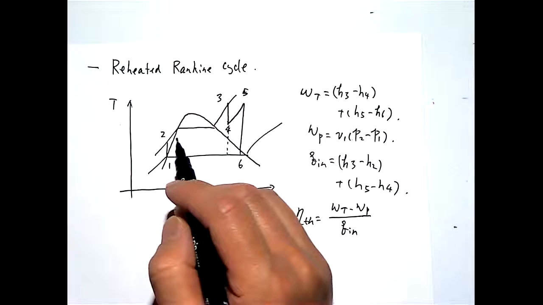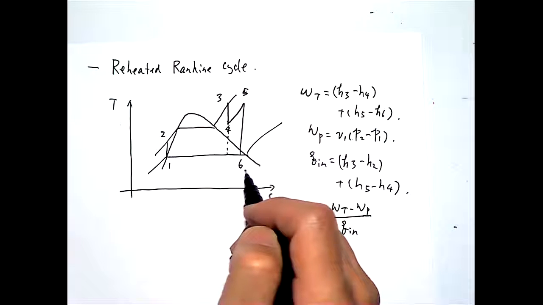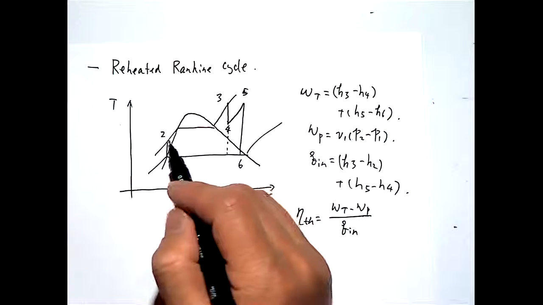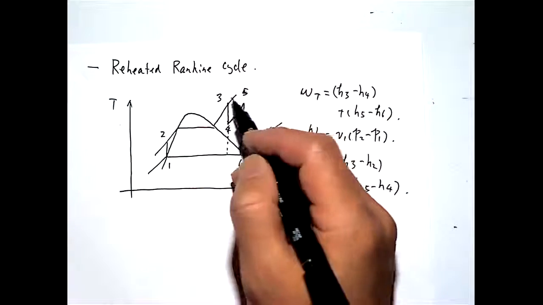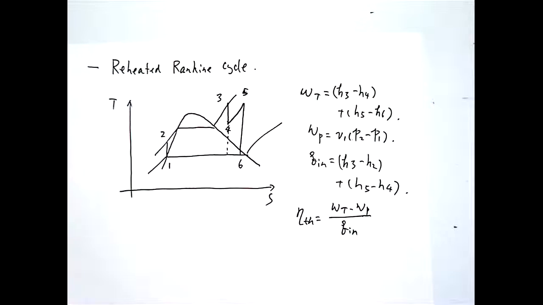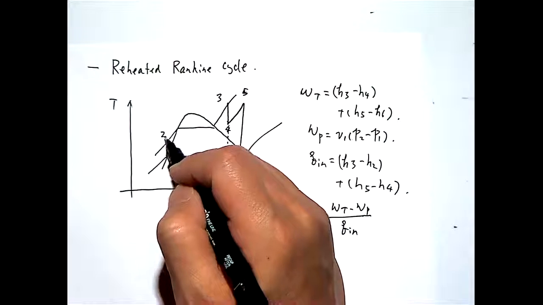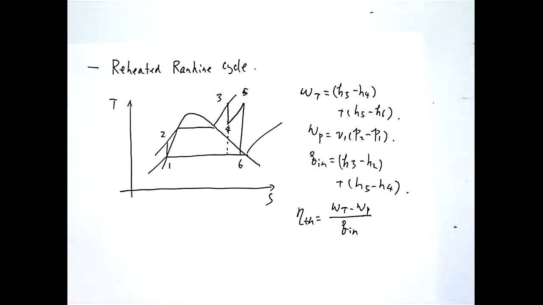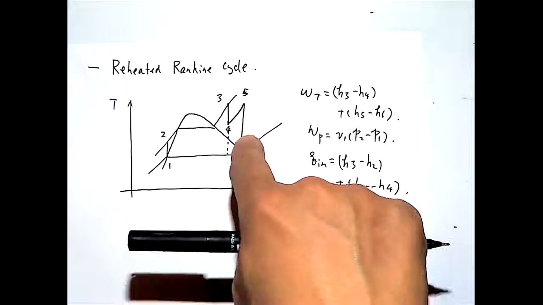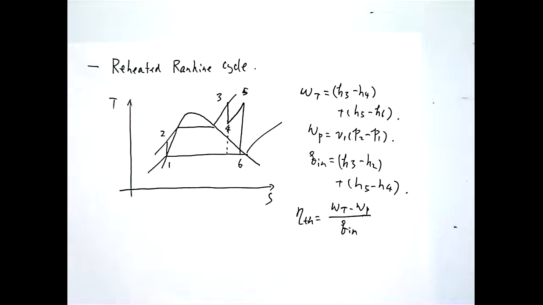If you still remember, the work corresponds to the area enclosed by the states of the cycle. So the work corresponding to 1, 2, 3, 4, 5, 6, this irregular area, that's the work. And the heat corresponds to the area underneath 2 to 5, so the total area corresponds to the heat input. You're gaining more work, you also input more heat. It's not necessarily helping you in terms of efficiency, but reheating is used commonly in combination with the high pressure.